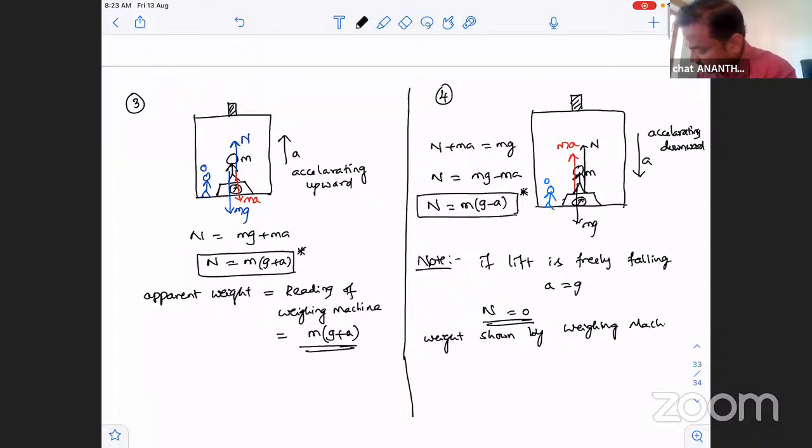What is the weight showing by the weighing machine? The weighing machine shows 0. This we call weightlessness. When we don't feel our weight, when we are falling under gravity, that is what we call weightlessness.